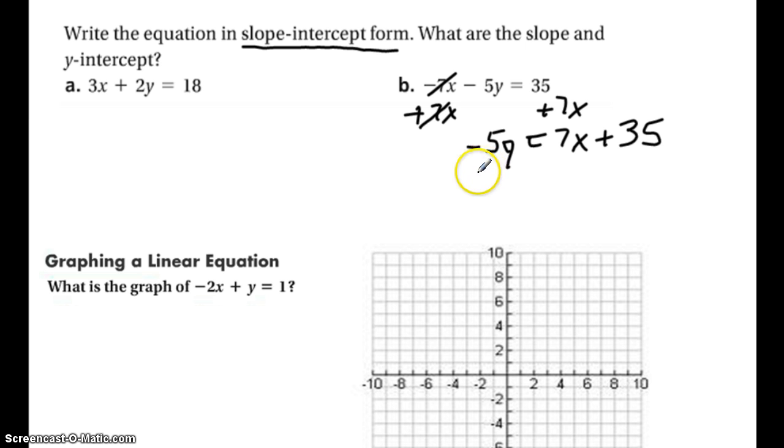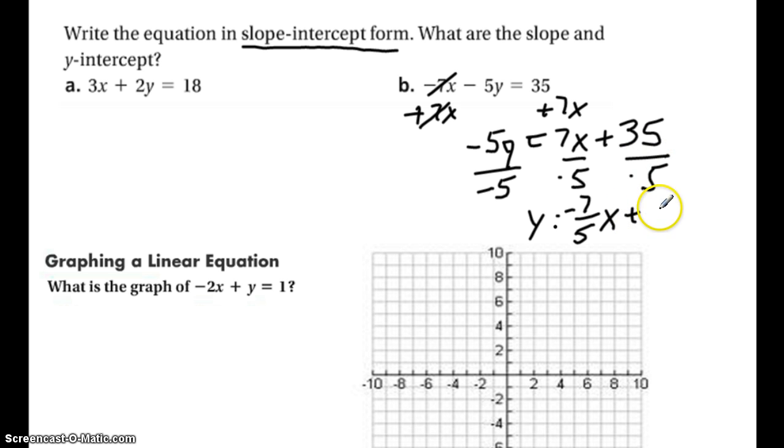Last step, divide everything by negative 5. And that's going to leave us with y equals negative 7/5 x plus 7. 5 goes into 35 7 times. Again, going to slope-intercept form from the standard form.